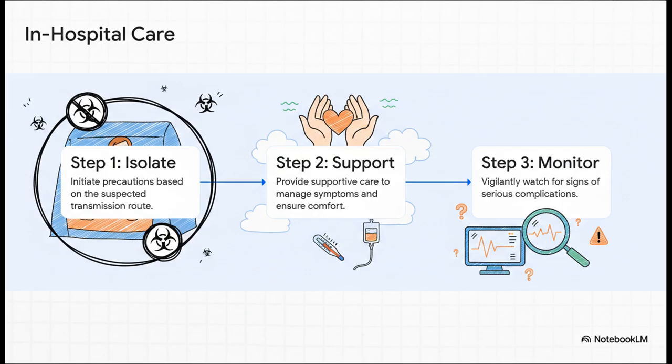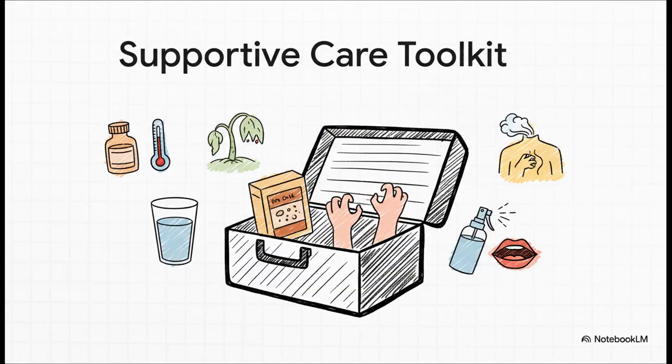Number 2, provide supportive care. Our job is to manage their symptoms and just keep them as comfortable as possible. And number 3, monitor for complications. We've got to watch them like a hawk for any signs that things are getting worse. And supportive care is a big term, right? It's really a whole toolkit you have.